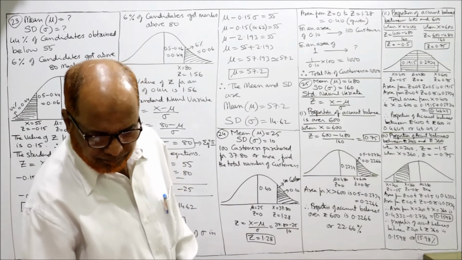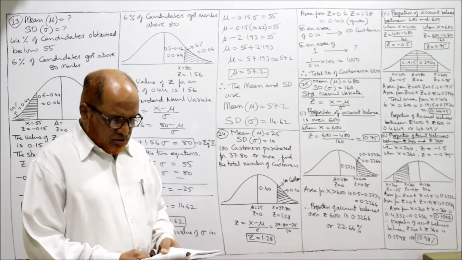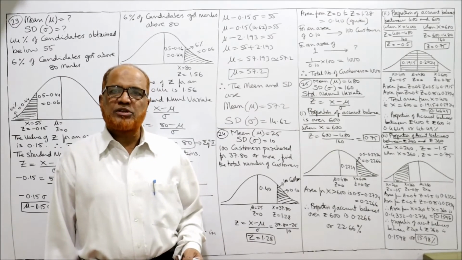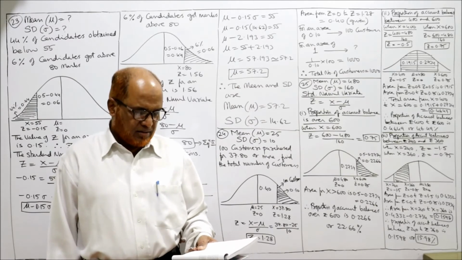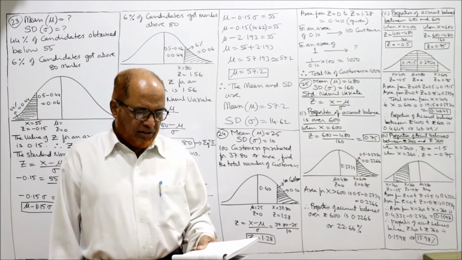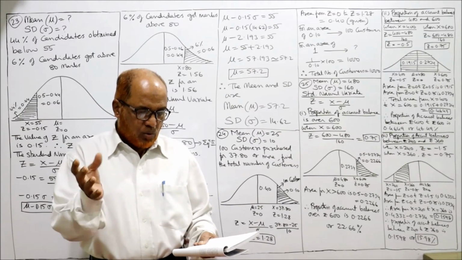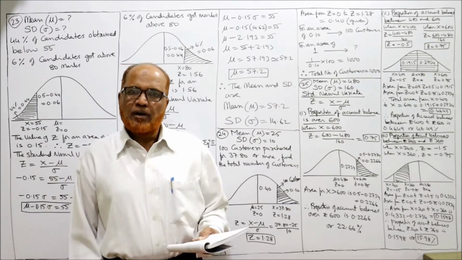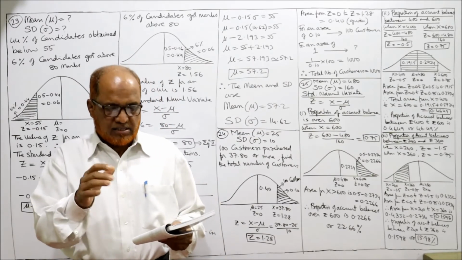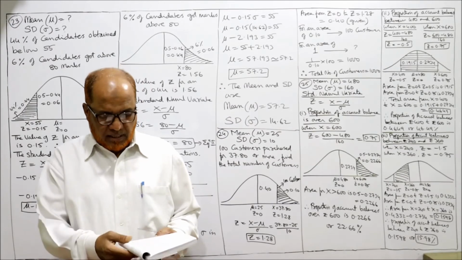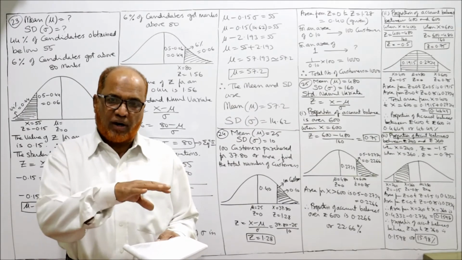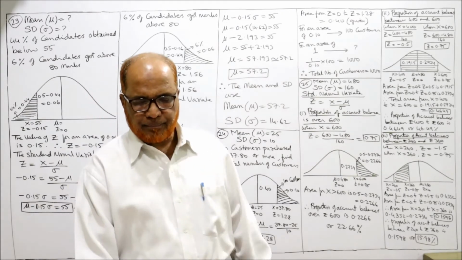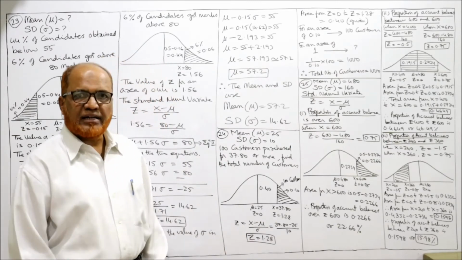Now 25th problem. The customer accounts at a departmental store have an average balance of 480 and a standard deviation of 160. Average means mu. Mu is given 480, sigma 160. Assuming that the account balances are normally distributed, what proportion of accounts is over 600? Then second question, what proportion of accounts is between 400 and 600? And last, what proportion of accounts is between 240 and 360? So 3 different questions are there. One by one we'll attempt.